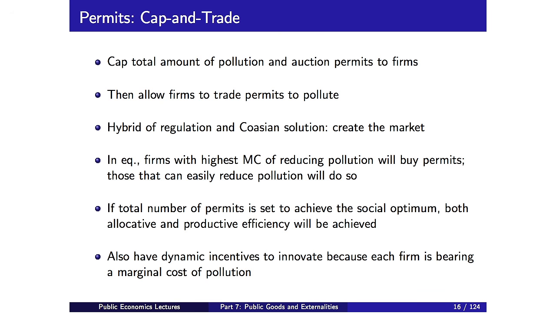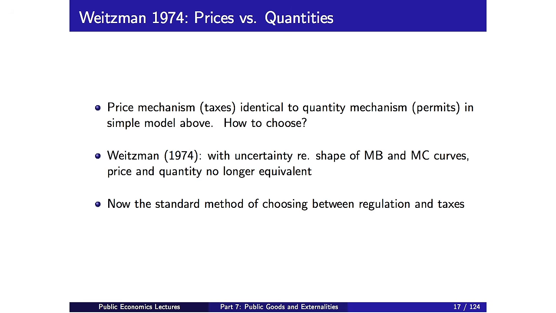So now what I want to talk about is how do you choose between the tax, the price method, and the quantity command and control method once you've fixed it up in this way to deal with the allocative efficiency and dynamic inefficiency problems by allowing ex post trading, all right? So this is the Weitzman paper. So the price mechanism, as we've just talked about, is identical to the quantity mechanism in the simple model once we allow for the tradable permits. So how do you choose? Do you want to use taxes or do you want to set quantities?